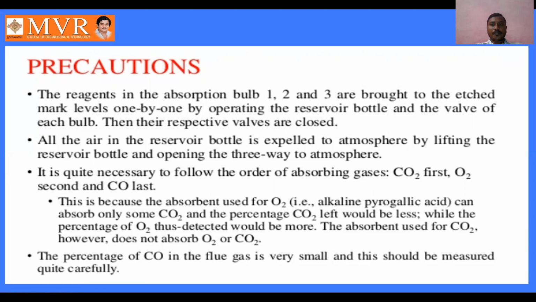In the first bulb, the gas which is going to be absorbed is CO2, then in the second O2 gas is absorbed, and at last CO, carbon monoxide gas, is absorbed. This is because the reagent used for O2 can absorb some carbon dioxide too, so the percentage of CO2 left would be less, while the percentage of oxygen thus detected would be more. The reagent used for CO2, however, does not absorb oxygen or CO. The percentage of CO in the flue gas is very small, and it should be measured quite carefully.